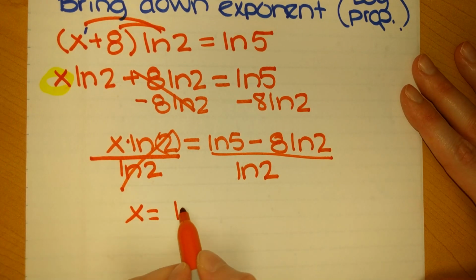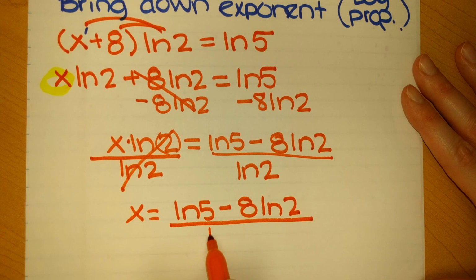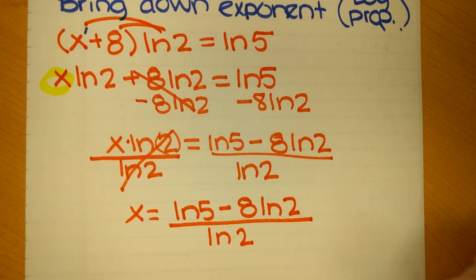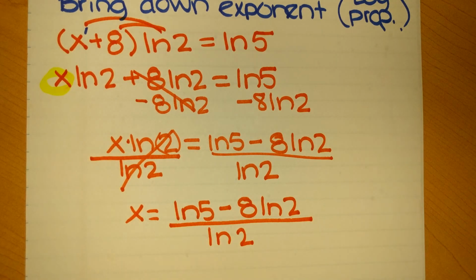So it's going to be x equals natural log of 5 minus 8 natural log of 2, over natural log 2. Do keep in mind you cannot cross out this natural log of 2 and this natural log of 2, and that is because you have a minus sign. So as far as simplification, that's it. This would be your final answer.